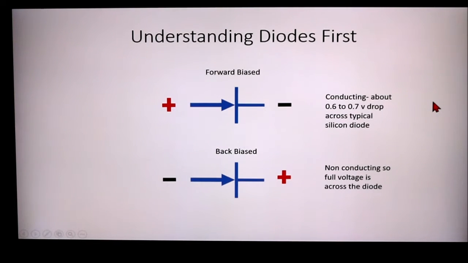Before we talk about transistors, we need to have an understanding of diodes. So this diagram shows diodes, both forward biased and back biased. When a diode is forward biased, the plus voltage is on the anode, the minus voltage is on the cathode. When this occurs, the diode is said to be conducting, and there's about a 0.6 to 0.7 volt drop across a typical silicon diode. When the plus is on the cathode and the negative voltage is on the anode, that's considered to be back biased or non-conducting.